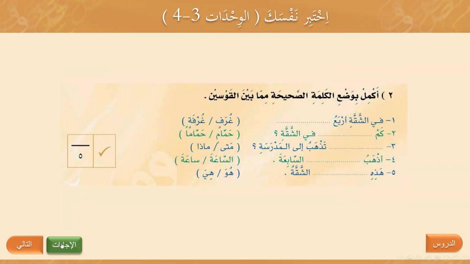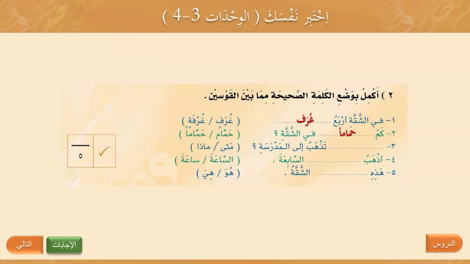Why will it be غرف? Because when we talk about the numbers from 3 to 10, the thing that is being counted, which is called ma'dud, is always plural. So from 3 to 10, the thing that is being counted is always plural. كم في الشقة, so كم حماما. And I have told you earlier that after كم, the noun is always singular. It is nakira, indefinite, and also it comes with fathatan. So كم حماما في الشقة.